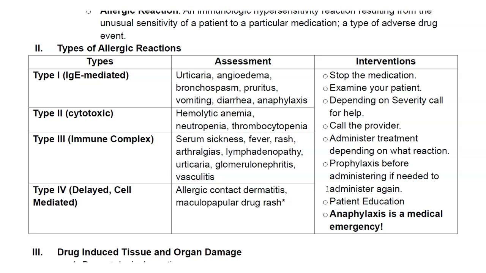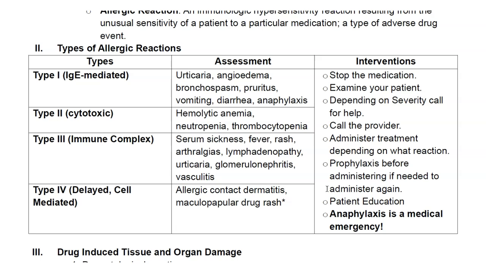In addition, in the future, if for some reason there's no alternative to the drug and the patient absolutely needs to receive the medication, then when you're going to administer that same or similar medication, you may have to prophylactically treat the patient if needed. Usually, if there are other alternatives, then we'd rather do that because we don't want the patient to have a severe reaction to it. In addition to that, as always, part of our responsibility is to educate our patient.